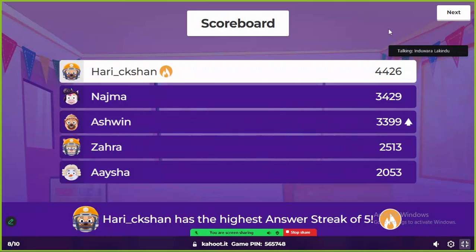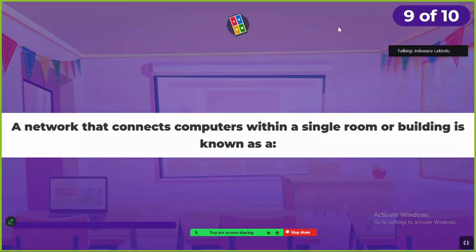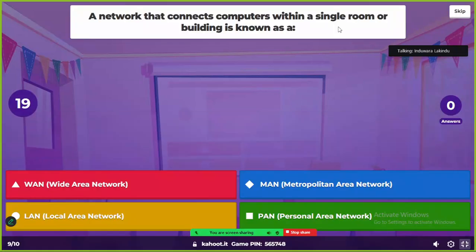Nice game between Ashwin and Zara. And Najma still has the chance. We have two more questions. This is the ninth question. The network that connects computers within a single room or building is known as. I will teach this too. It's not from today's context.